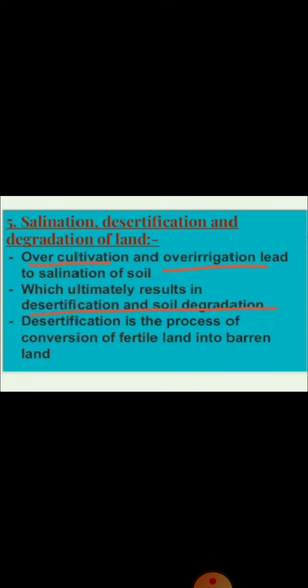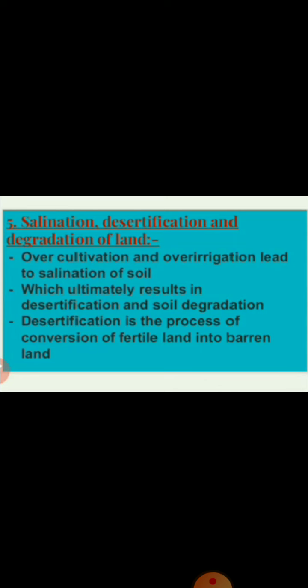Desertification is nothing but the process of conversion of fertile lands into barren lands. And due to over irrigation and overuse of agrochemicals, we have converted a huge fertile land into barren, unproductive land. So this is how salination, desertification and degradation of land is also one of the important rural environmental issues. So this is all about rural environmental issues.